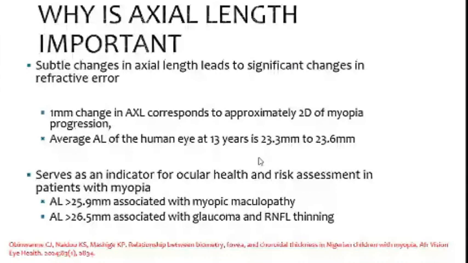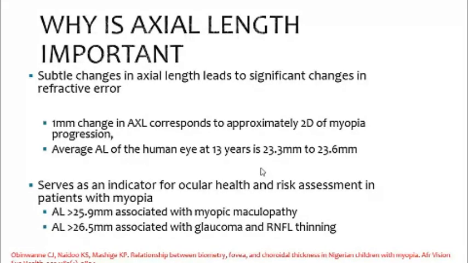Now, why is axial length important? Axial length is not only important because you want to look at this patient's risk of developing myopia-related complications. As I said before, we consider an axial length of more than 26 millimeters indicative of pathologic myopia. But we know that an axial length of more than 25.9 mm will put you at risk of developing myopic maculopathy.